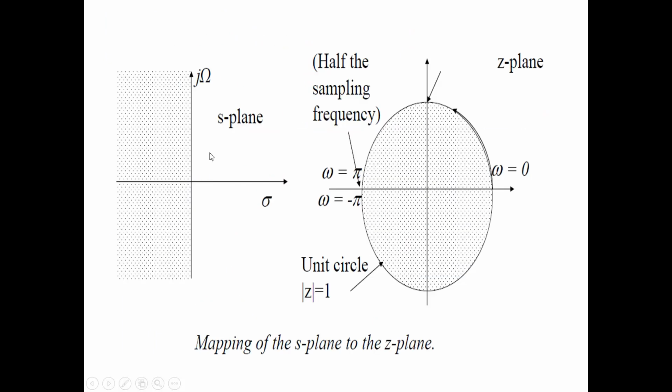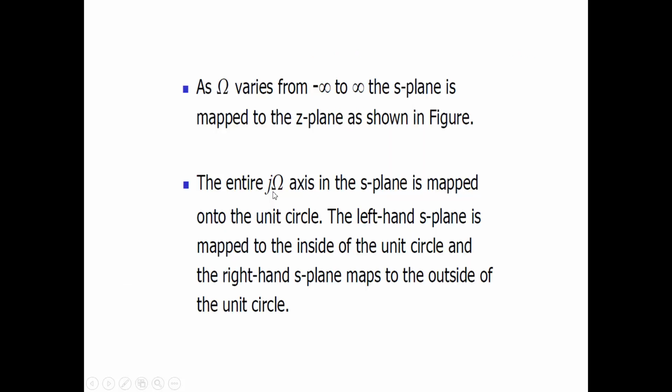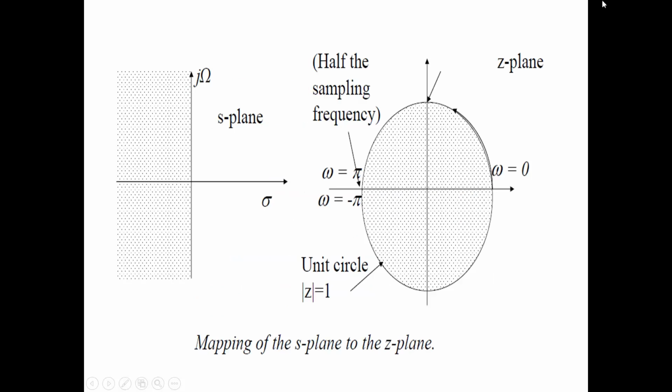This figure, if you see, this is the S plane. This j omega axis is mapped to the unit circle, right? The left hand side of the S plane is mapped to the inside of the unit circle, and the right hand side of the S plane maps to the outside of the unit circle. If we take this imaginary axis and join the ends of the extremities, you will see that the left hand side of this imaginary axis will go inside the unit circle, and the right side will go outside the unit circle.